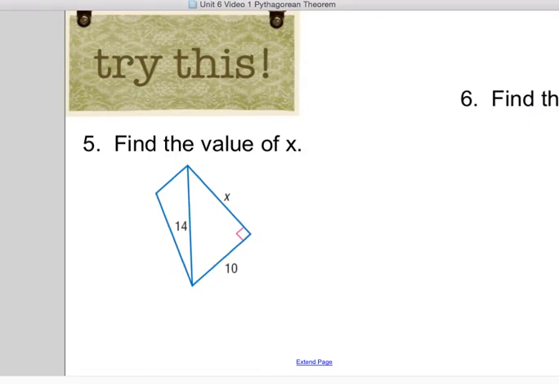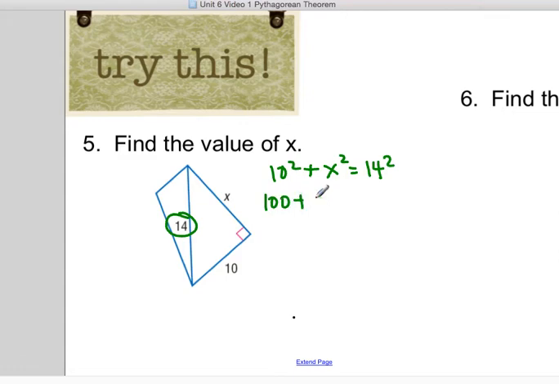Let's go ahead and try another one. So number 5 says find the value of x. I notice it's a right triangle, and I notice I'm missing one side. So I'm going to go ahead and give the Pythagorean theorem a try. My hypotenuse is across from the 90, so I have my c value. In this case, it's 10 squared plus x squared equals 14 squared.